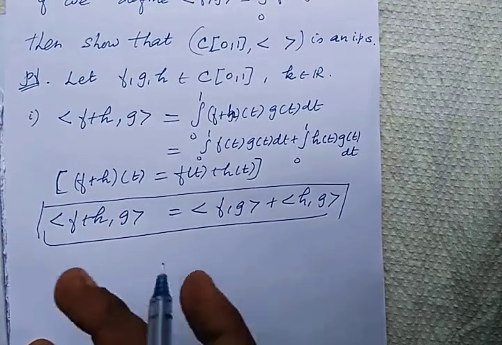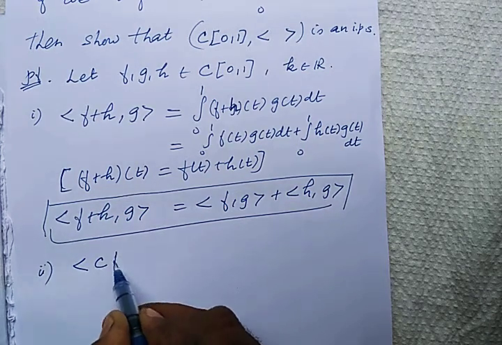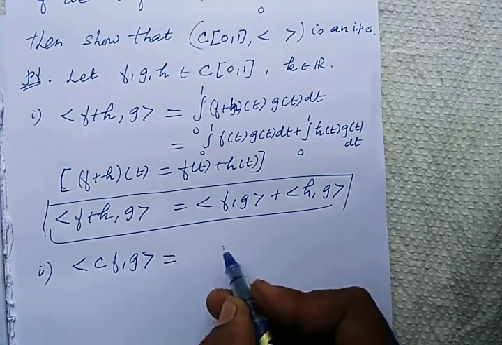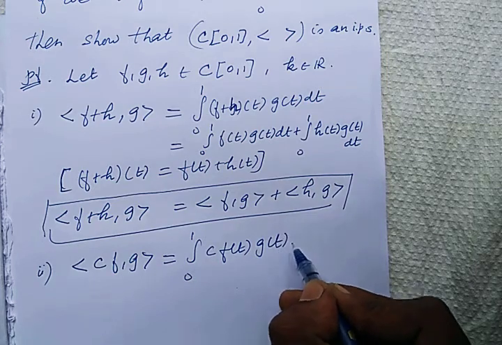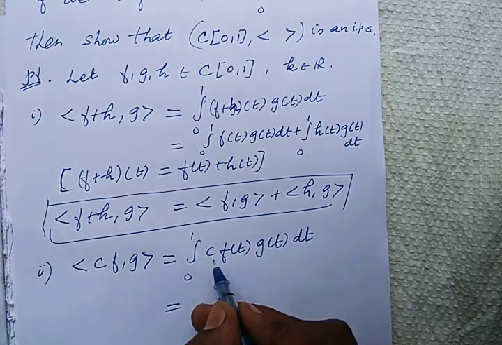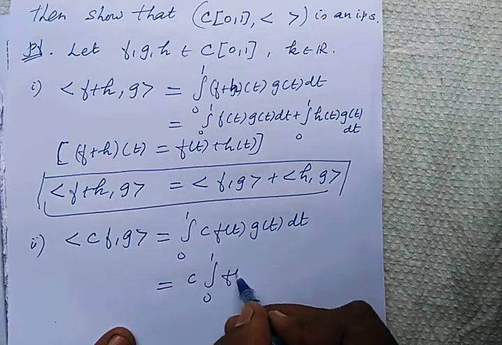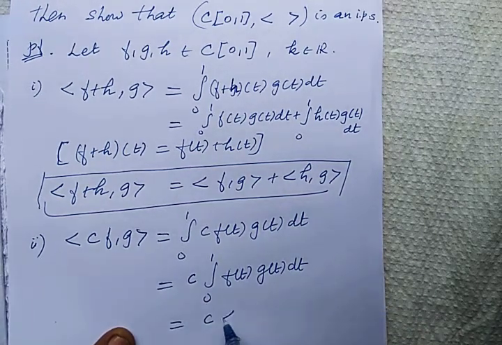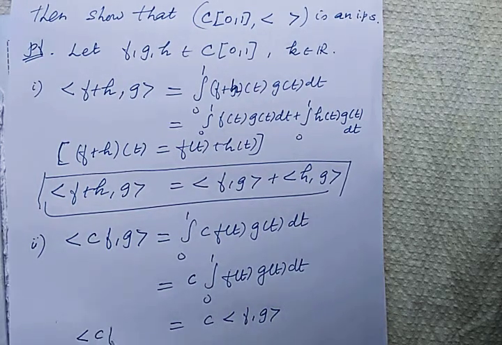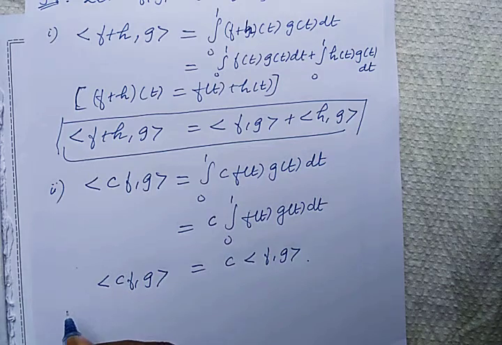Now we have to show the second condition. The inner product of c f comma g is equal to the integral from 0 to 1 of c times f of t into g of t dt. c is just a constant, a real number, so it can simply be taken outside. So this is equal to c times the inner product of f comma g. So the second condition also holds.